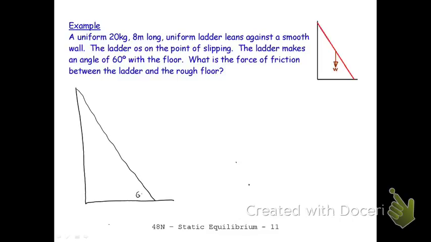It says a uniform 20 kilogram ladder. Immediately, it's uniform, so the weight goes through the middle. That's not going to be 20, that's going to be 200. 8 meters long. Let's do that as 4 meters and 4 meters. He's on the point of slipping. Okay, he wants to slip, but it's not slipping yet. The ladder makes an angle of 60 degrees with the floor. What is the force of friction between the ladder and the rough floor?